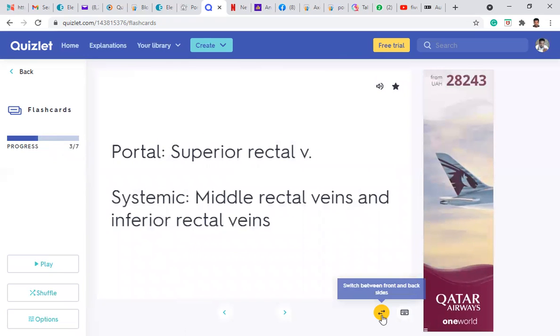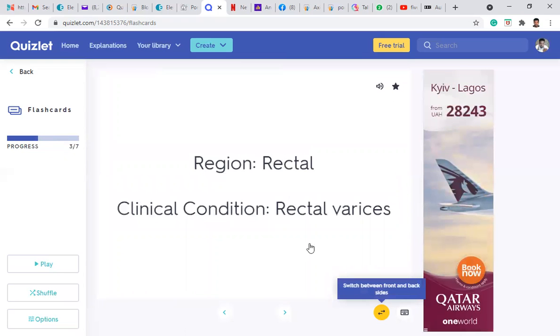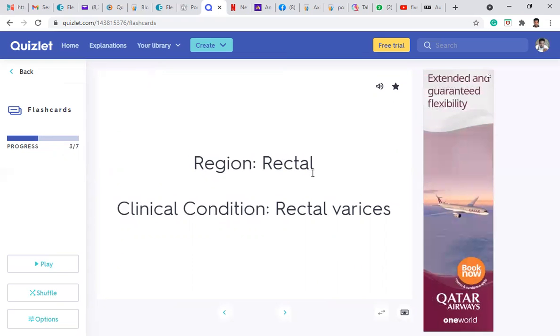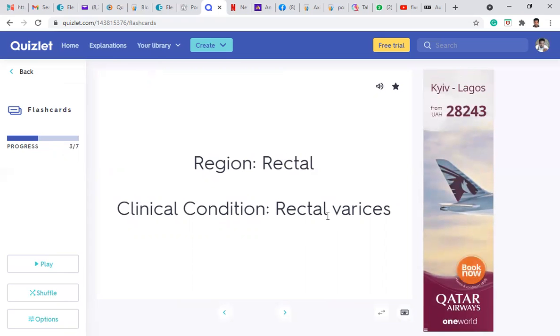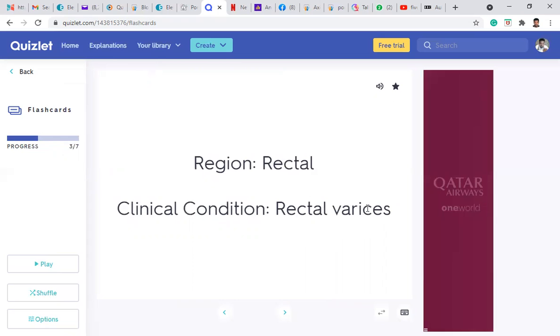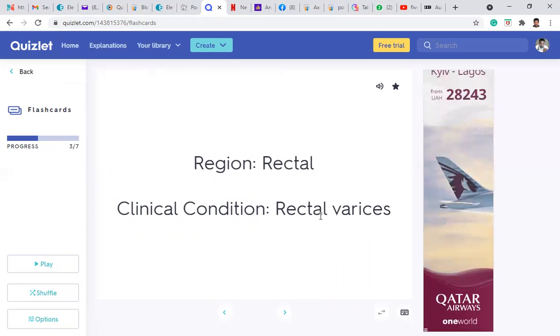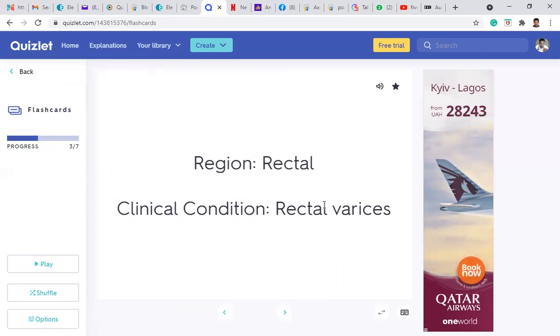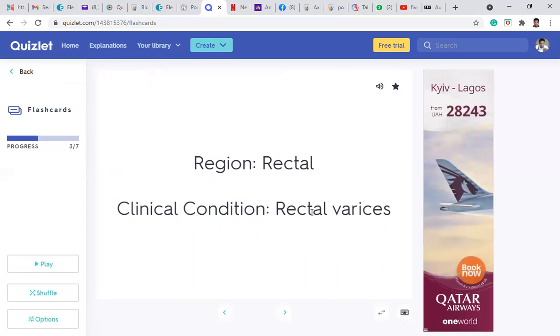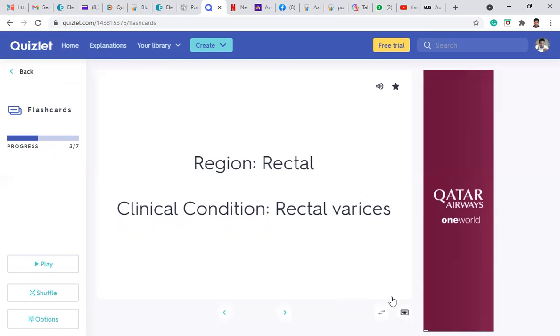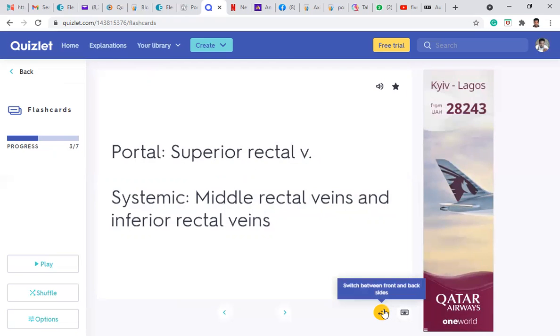Okay, so what will happen if there is portal hypertension in the rectal area? We'll have rectal varices. The rectal varices is dilatation of the superior rectal vein and the inferior and middle rectal vein as a result of portal hypertension.